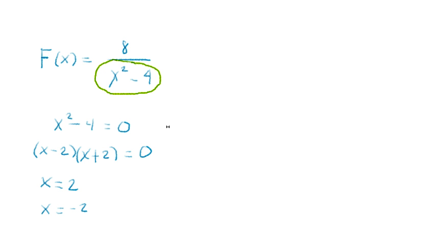Right? Or you could do it this way. You could take the 4 to the other side, square root both sides. Remember, when you do that, you need to write a plus or minus over here. So you have plus or minus square root of 4 is 2. Right? x is equal to plus 2 and x is equal to minus 2.